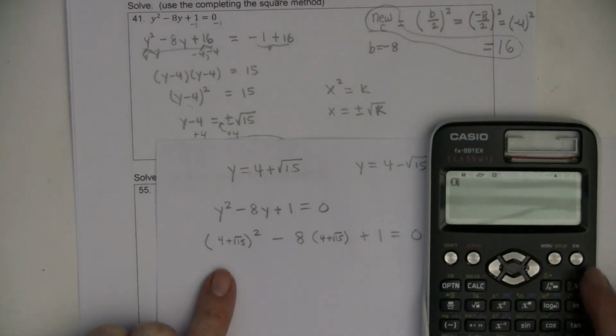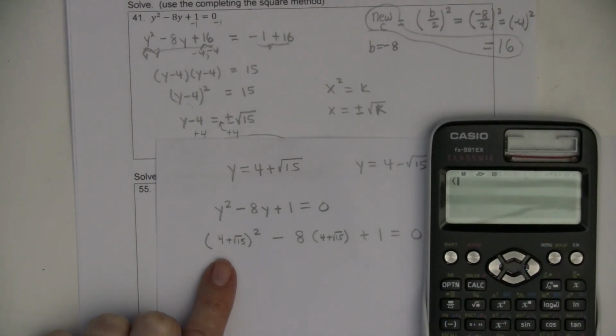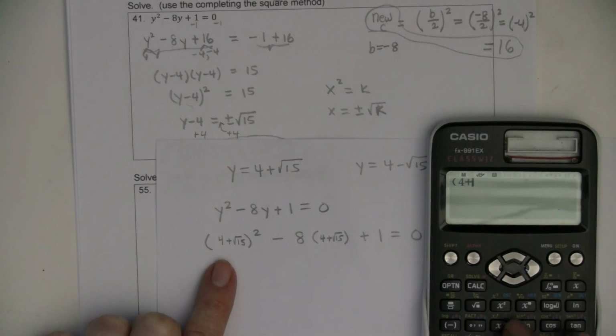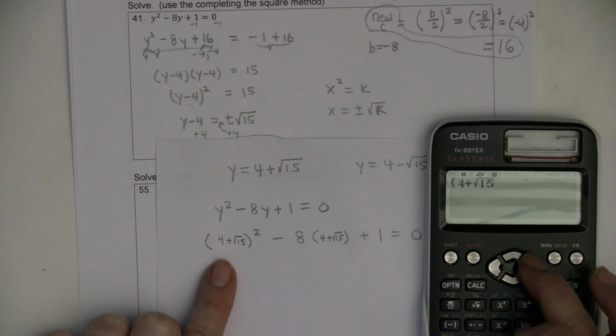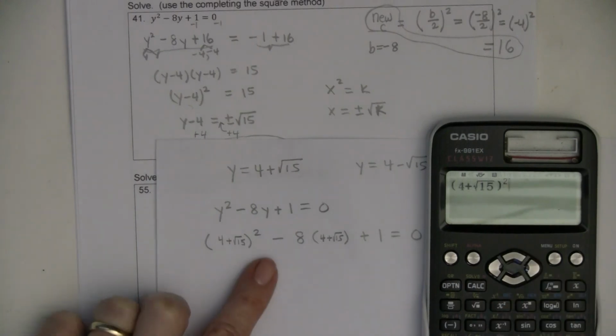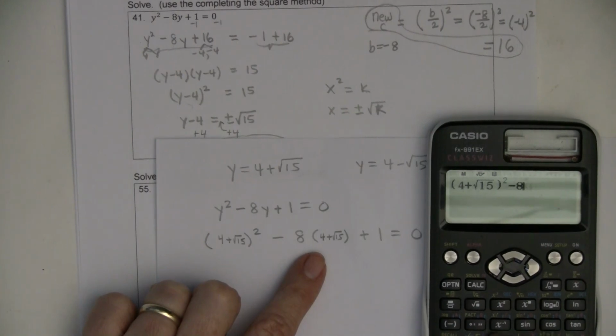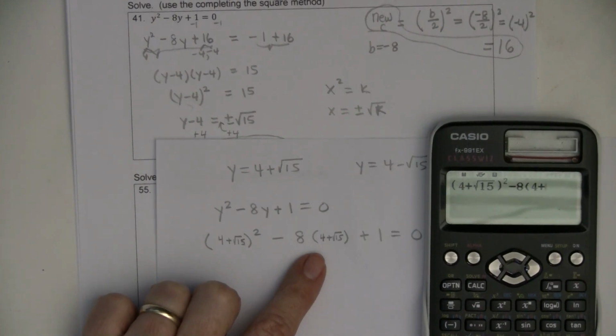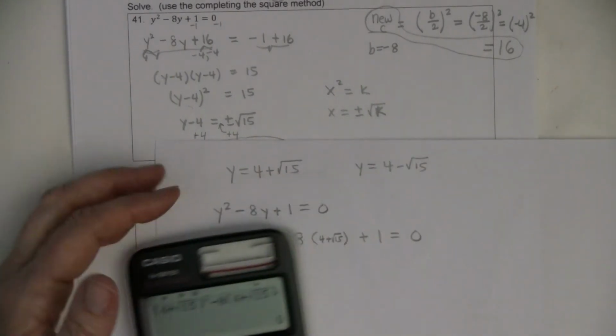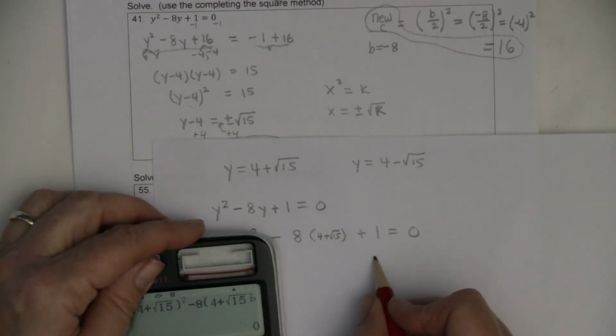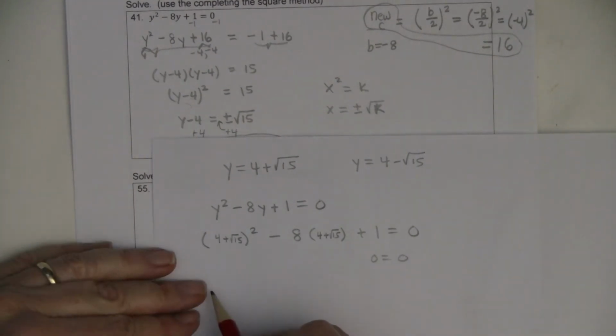So I'm going to attempt to put it in my calculator. So parentheses 4 plus the square root of 15, I need to go out, squared. And then minus 8 times here 4 plus the square root of 15 plus 1. And I get 0. And I expected that I would get 0, right? And if I didn't get 0, I'd know, hey, there's a mistake.